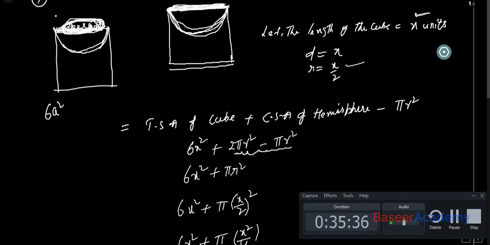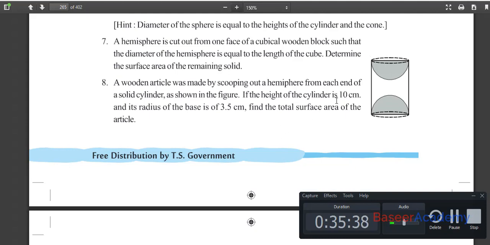Eighth one, I'm sure you guys can try it on your own because it's just a similar case. You have a cylinder here, and they have scooped out two hemispheres from both the ends of the cylinder. I'm sure you can try it on your own. Try it and let me know the answer. If you don't get it, let me know.